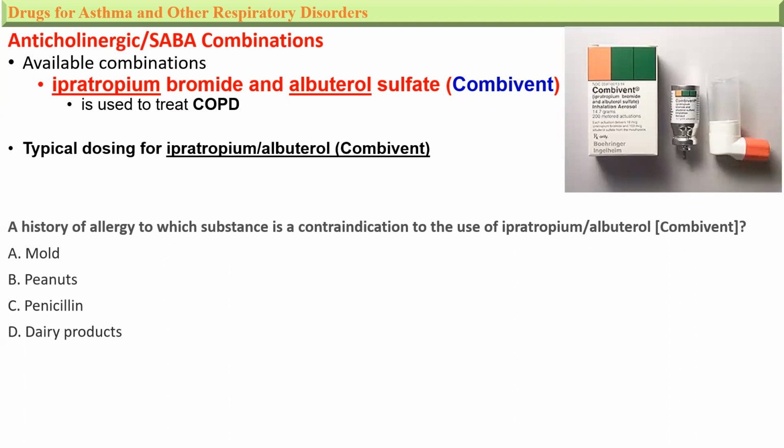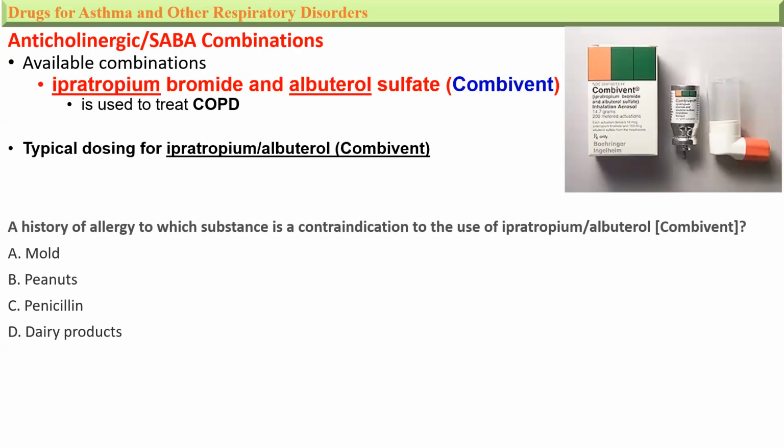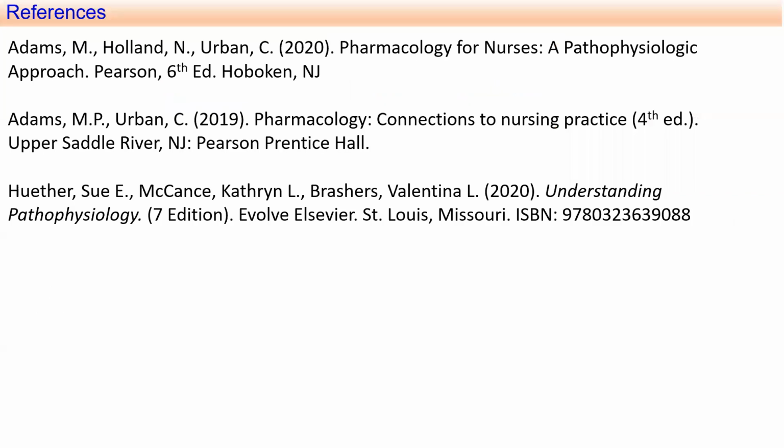Allergy to the remainder of the options is not a contraindication. And this concludes the recorded lecture.